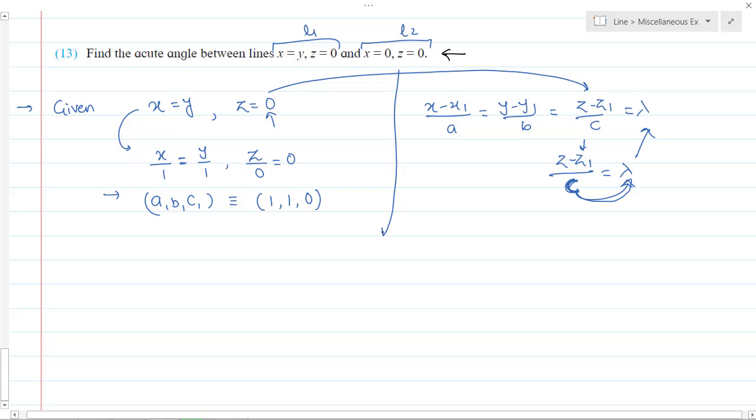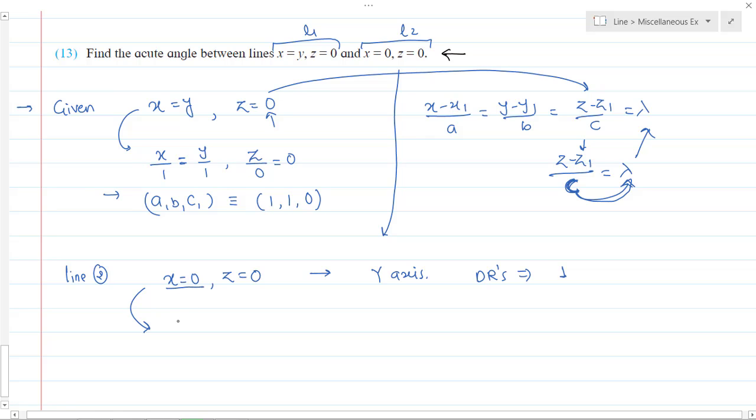Now let's take the direction ratio of the second line. So what is the second line? Line number 2 says x is equal to 0 and z is equal to 0. Can you tell me which axis has x equal to 0 and z equal to 0? It is nothing but the y axis. And what is the direction ratio of the y axis? It is 1.